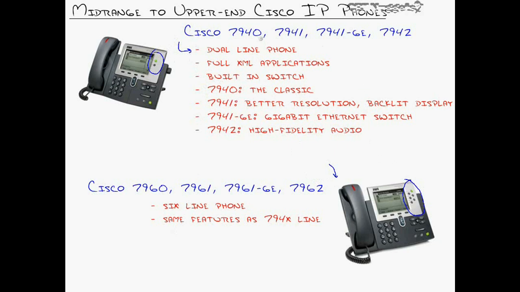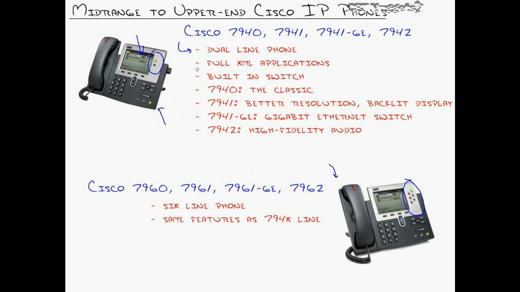Now, you see all these different models, 7960, or sorry, 40, 41, 41GE, and 42. Now, these are all 2-line phones. They support full XML applications, meaning the display supports graphics. So you'll get graphics, you'll get buttons, you'll get all kinds of things on the phone. But keep in mind that these models of Cisco phones are not touchscreen. There are even some upper-end models further than this that are touchscreen applications. Both of these have a built-in switch.